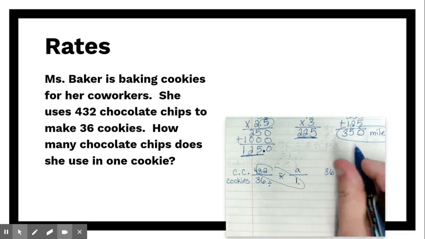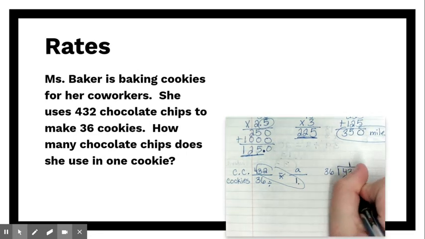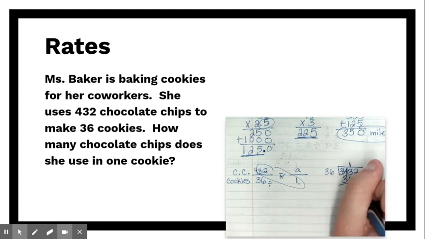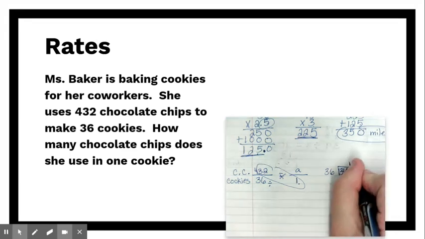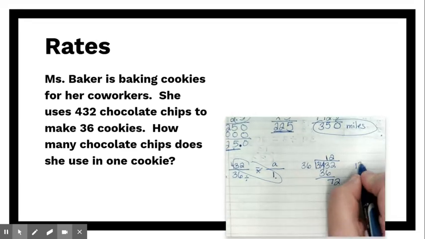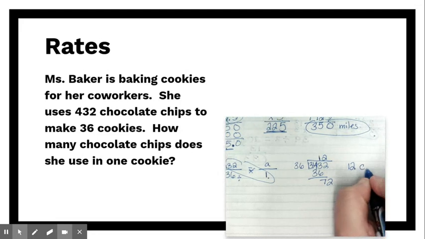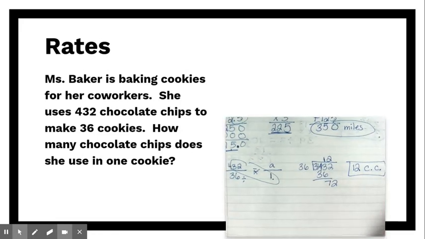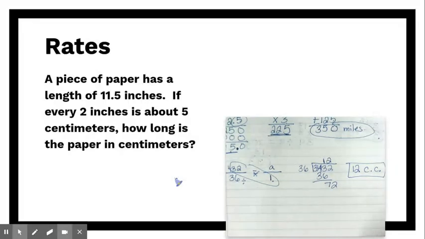36 goes into 43 once. Let's subtract. 13 minus 6 is 7. That's 72. And 36 goes into 72 twice. Okay, so my answer is 12 chocolate chips. I'm just going to put CC. Are in each cookie. Okay, let's look at the next one.